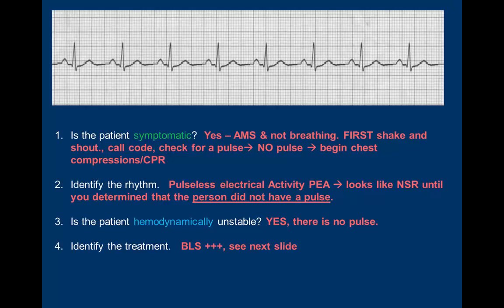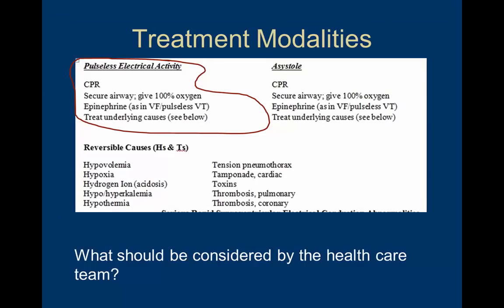So is the patient hemodynamically stable? Of course he's not. He's hemodynamically unstable. He doesn't have a pulse. And so you need to do BLS. That is the basics: no pulse, you've got to begin chest compressions. And here is the identification: you have pulseless electrical activity.